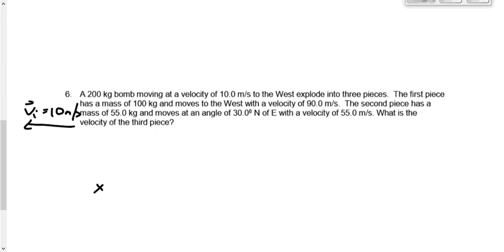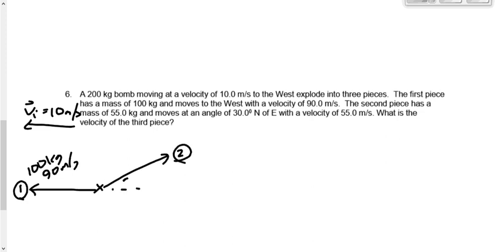We have 100 kilograms moving to the west at 90. Man, I wish these were the same masses. We got another one going to the north of east. This would be north of east, wouldn't it? Right, measured from the east, north of east. 55 kilograms, 55 meters per second. What's the velocity of the third piece? Where do you think it's going to go?